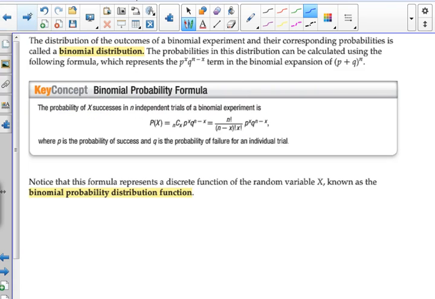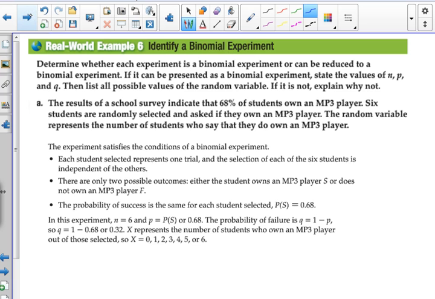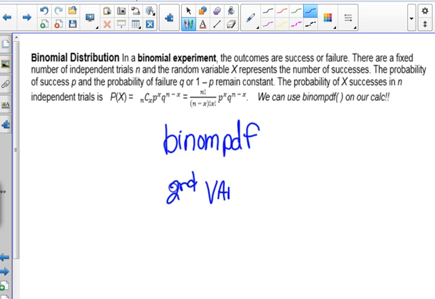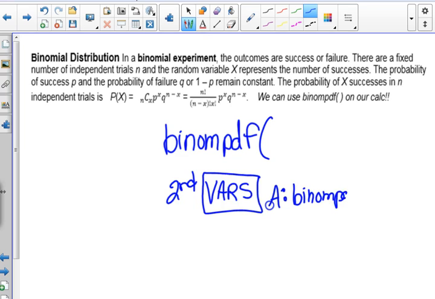So we're going to run really fast through. Actually, I want you to write down the definition. We used this yesterday. It's binomPDF. Does anybody remember how you get there? It's second and then the vars key. Okay. And then it's down to choice A and it says binomPDF.